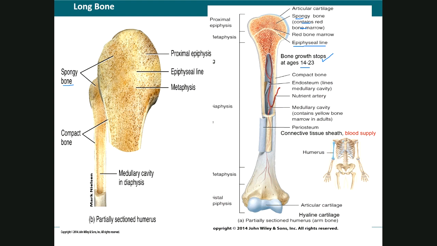Spongy bone is always surrounded externally by compact bone. Here's the periosteum, that connective tissue sheath around the outside, and then inside of the medullary cavity exists the endosteum.